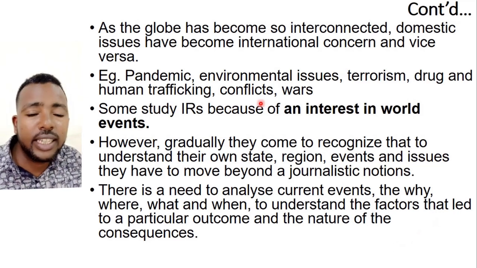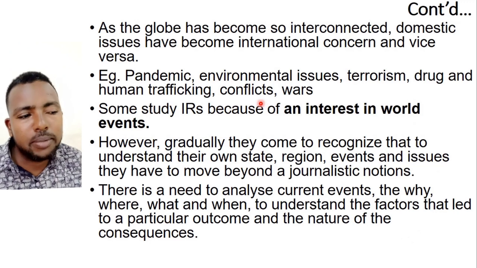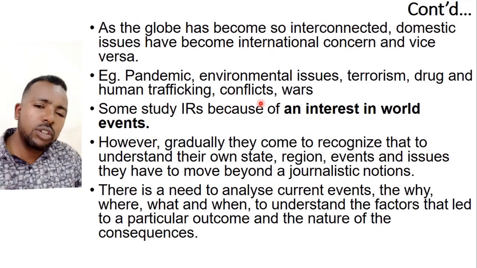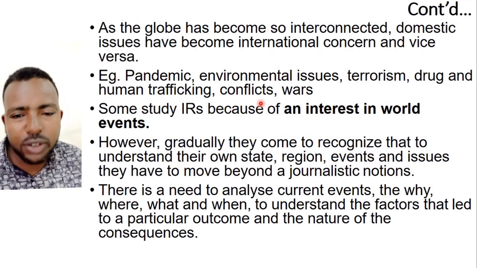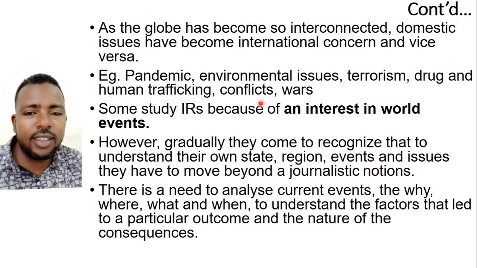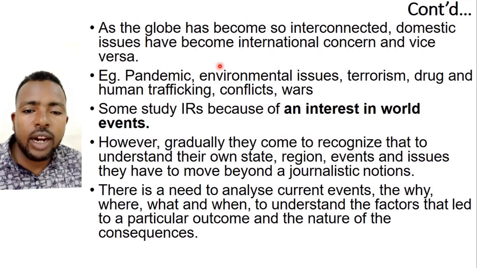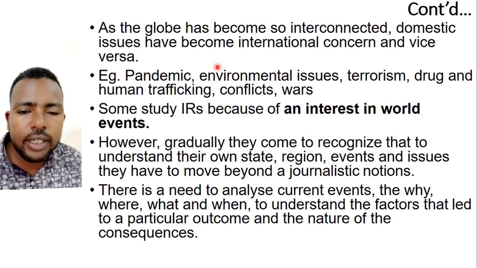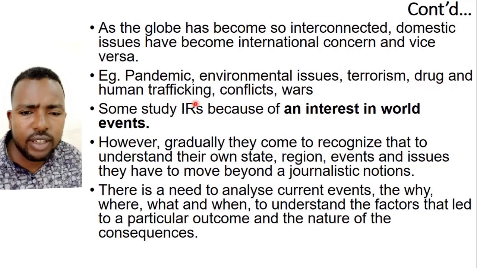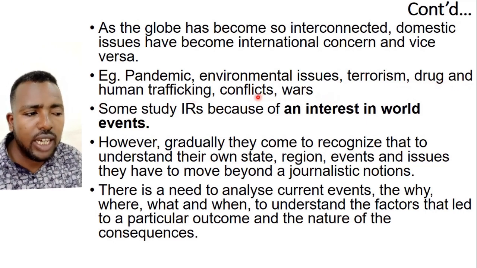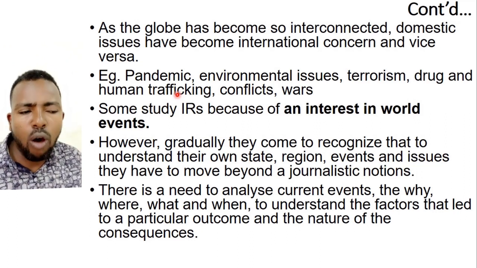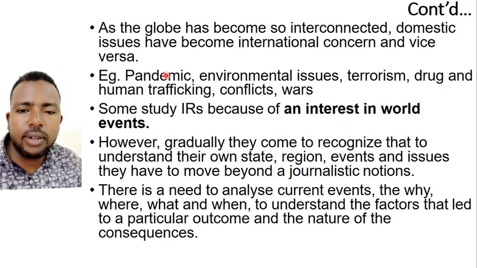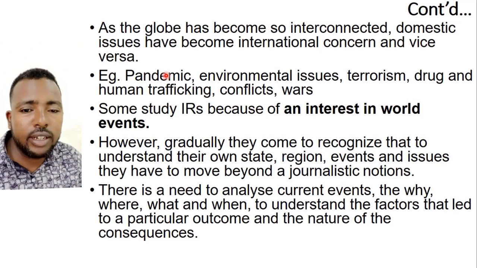This is the difference. As the globe has become interconnected, we are interconnected in terms of everything we say, domestic issues have become international issues, and international issues have become domestic issues. So this determines how close we are to each other. For example, any issue that happens in one country directly affects the whole system: pandemics, environmental issues, terrorism, drug and human trafficking, conflict and wars. These are sometimes national issues, but they simply become international issues. Let me give you some detail about pandemics.